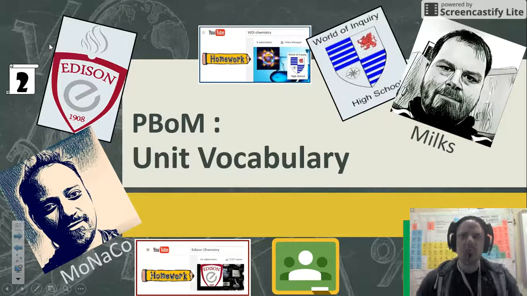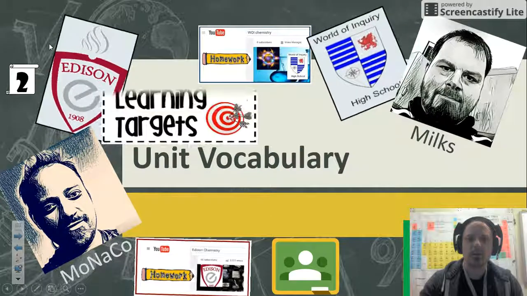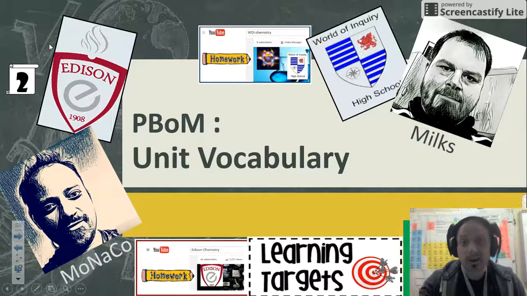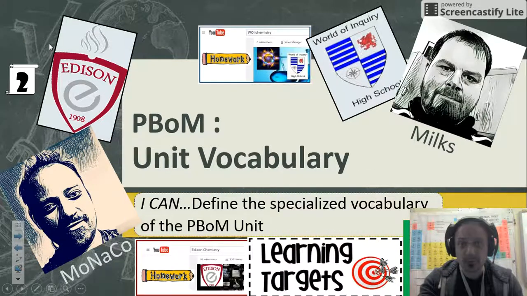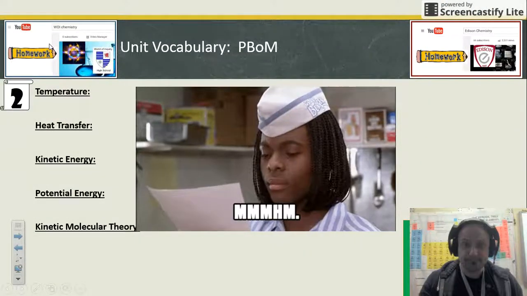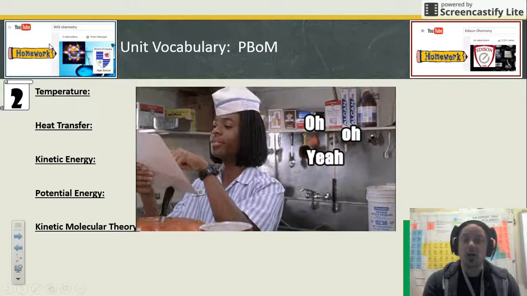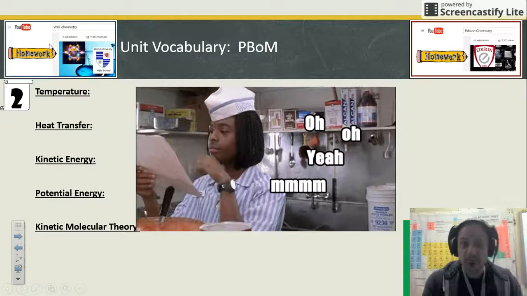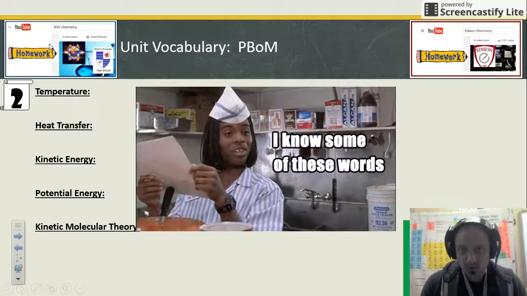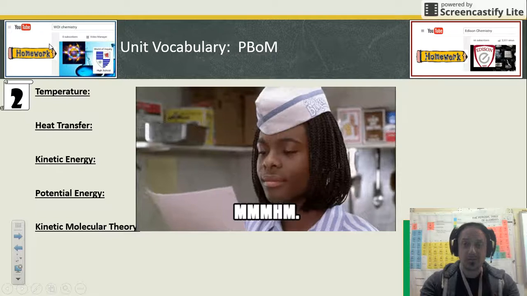I'm going to hit you up with your unit vocabulary for our physical behavior of matter unit. So our learning target, as always, I can understand and define the vocabulary of the PBoM unit. All right, so we got 20 words coming your way. Let's check it out. Some of these words I'm sure you're going to recognize. So start paying attention to those ones that repeat. These are going to be common throughout all units this year and definitely on the reference table. So Regents exam, not reference table.